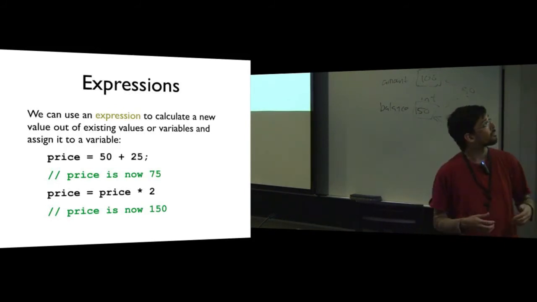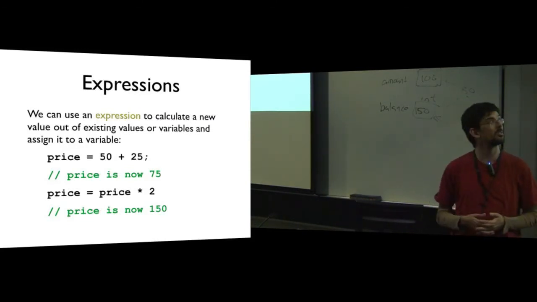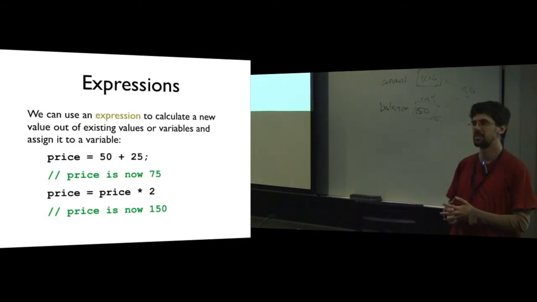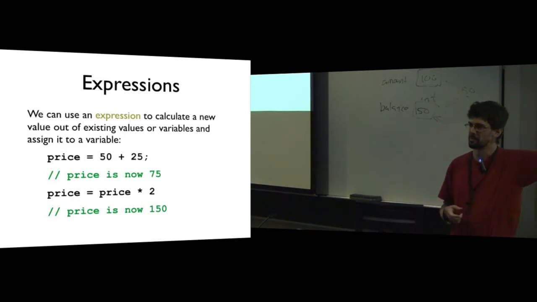A typical expression is 50 plus 25, and the computer looks at that, works out that 50 plus 25 is 75, and then puts the value 75 into price.